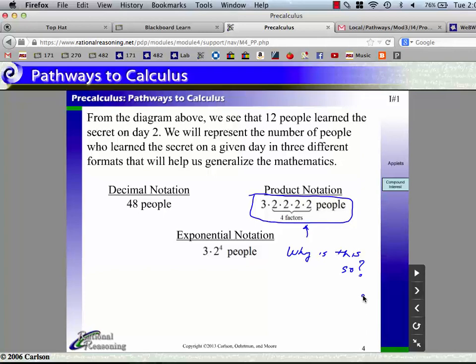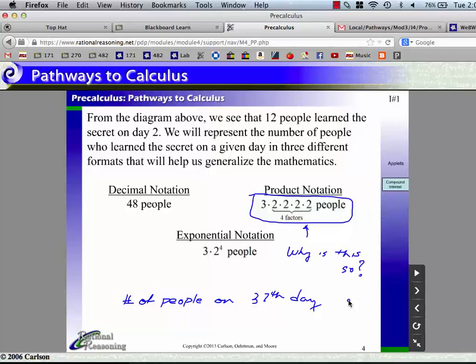It's been 4 days. Yeah, because you want the 4th day, right? So the first day it would be just this, 6, and then the second day would be twice as much as that. So we multiply by another 2, and so then on the 4th day we will have multiplied by 2, 4 times. Okay. So what about product notation for the number of people on the 37th day?